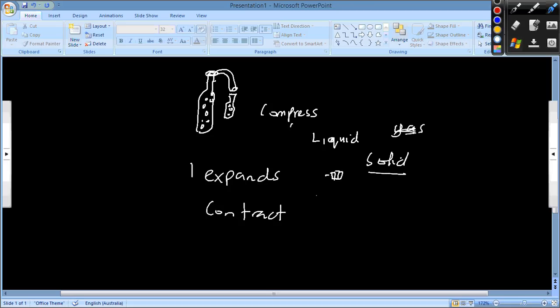So we should understand this well and never make the mistake of thinking that the particles are getting bigger or getting smaller. I hope this is really helpful.